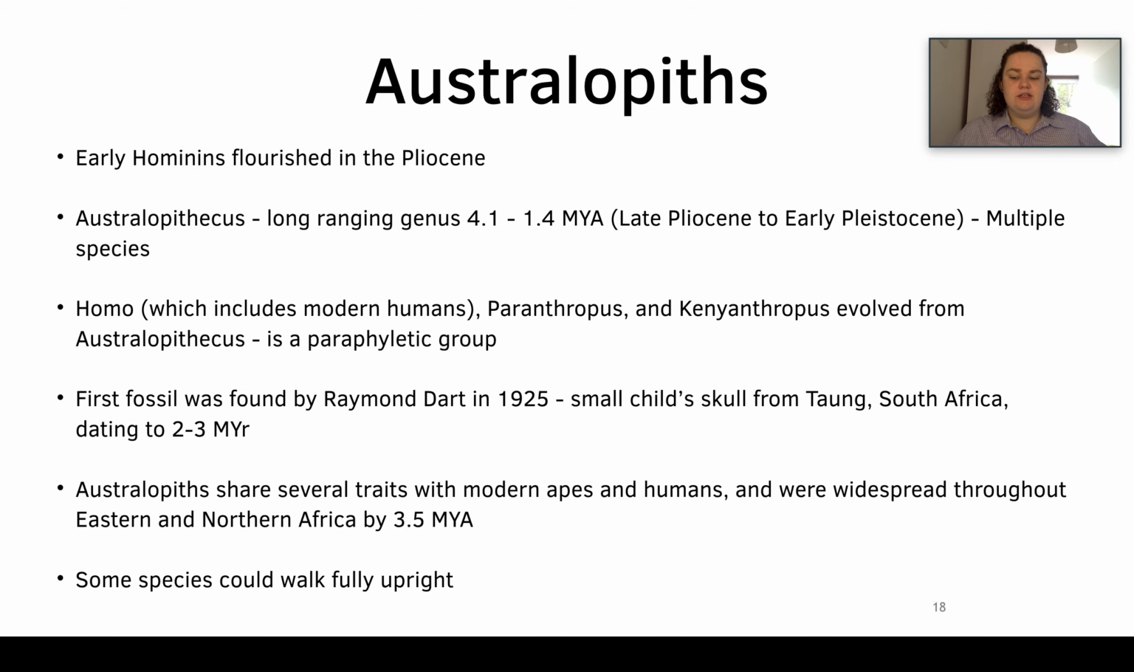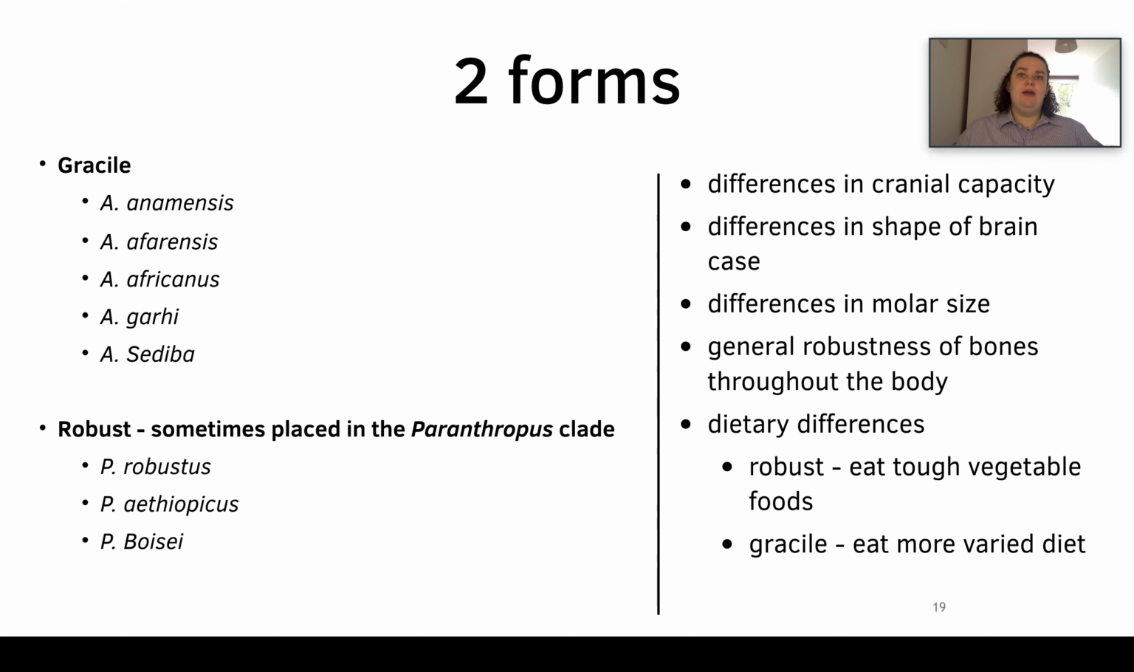And it's thought that some species of Australopiths could walk fully upright. And we have two forms of Australopiths. So we have the gracile, which include some of the most famous ones, such as Australopithecus afarensis, and that sediba should be a lowercase s, not a capital S.